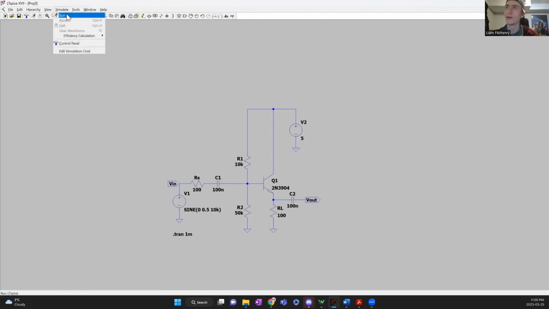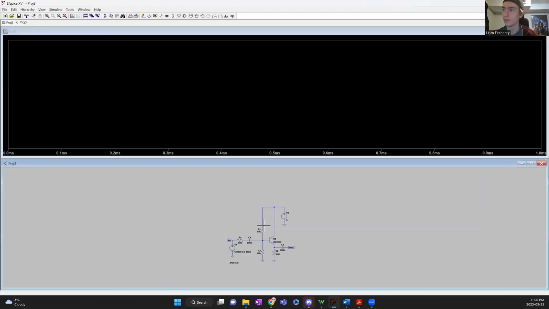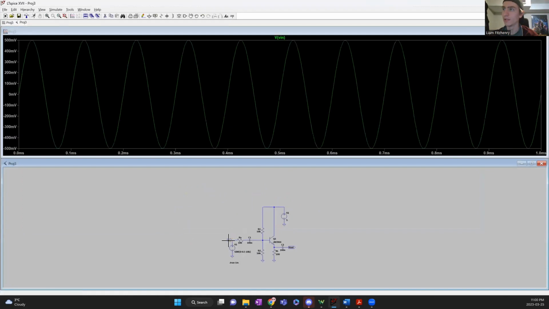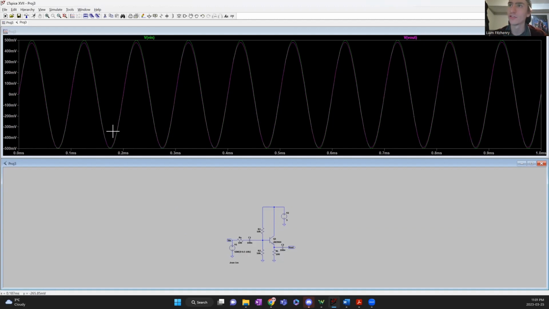Okay, so if I go ahead and simulate here, and I plot our Vin node and our Vout node, and I'll change the color of this one just to make it a little bit easier to see, we can see that they're pretty close, which is exactly what we're looking for. We're looking for a gain of at least 0.9, and we know it's going to be less than 1 because we're using a common collector topology. So just from visual inspection, that looks pretty good. But just to double check, we're going to add a trace.